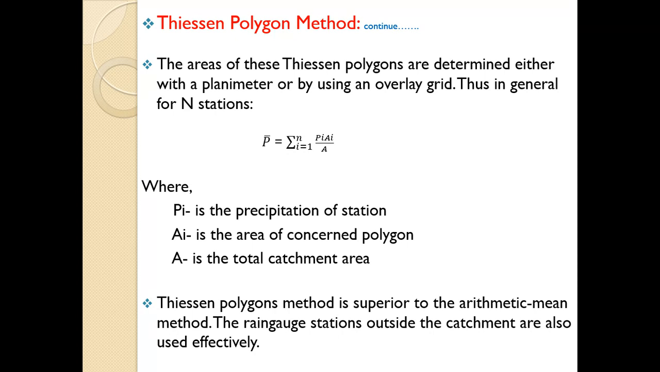PI is the precipitation of the station, AI is the area of the concerned polygon bounded by the station, and A is the total catchment area, always in square kilometers. The Thiessen polygon method is superior to the arithmetic mean method. The rain gauge stations outside the catchment are also used effectively. In this method, the rain gauge stations lying outside the catchment are also considered.